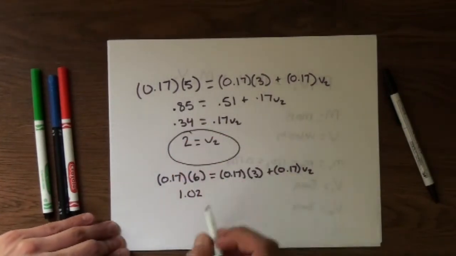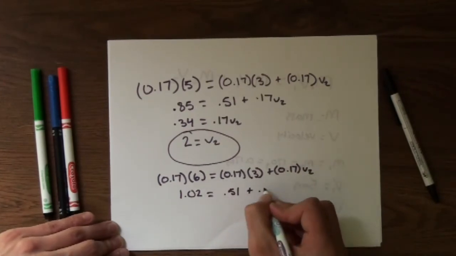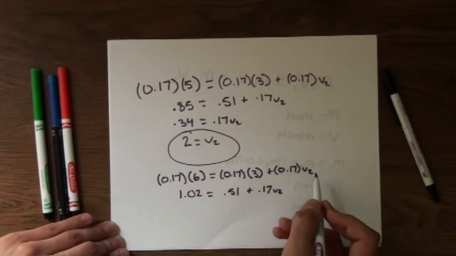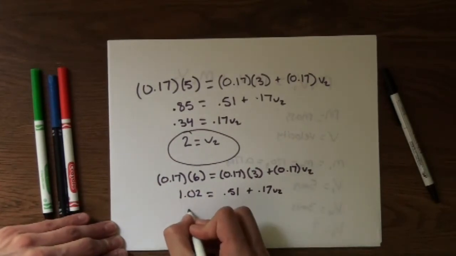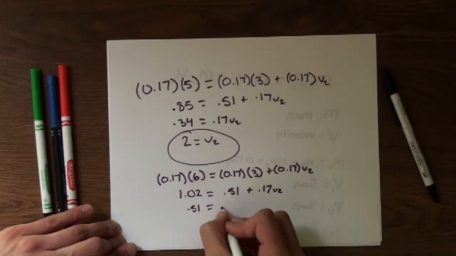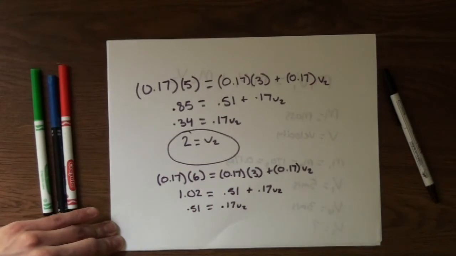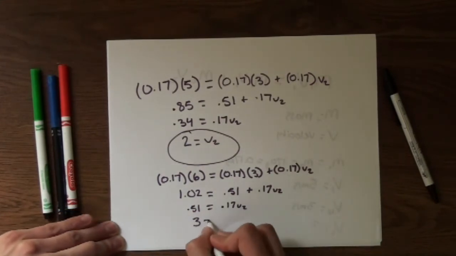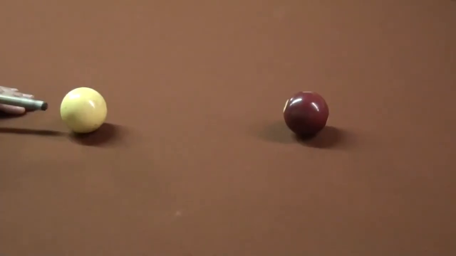except this time it will be 1.02 rather than the 0.85. And this side is going to stay the same because we didn't change any of the variables. So, to solve now, we subtract the 0.51 again. And this time it's going to equal 0.51 on this side. Divide again. And this time we'll find out that 3 equals V2. An example collision. Let's look at our next formula.